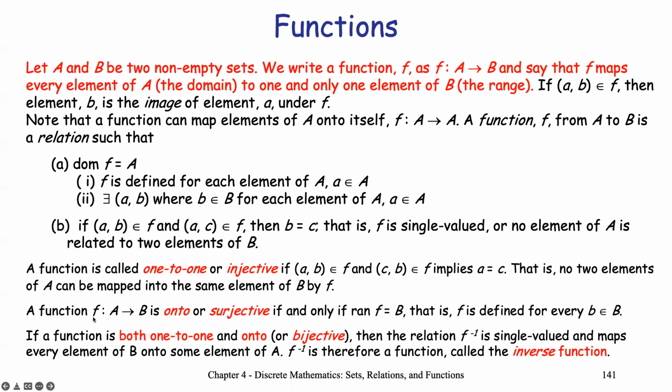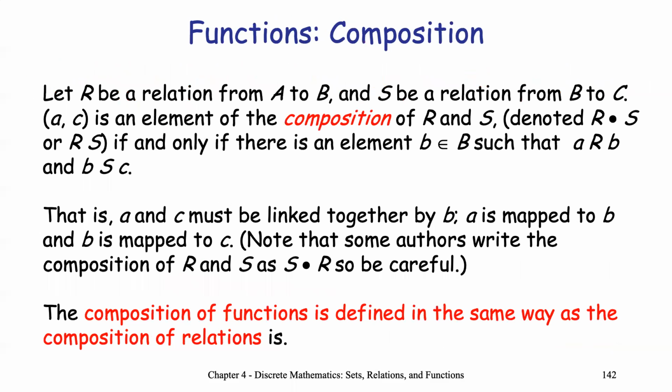We can have a function that is surjective, or onto, if and only if for f equals b, that is, f is defined for every b, which is an element of capital B. We can have a function that is both one-to-one and onto, a term for that is bijective. Then we have something that we're defining here as an inverse relationship. So A goes to B, and therefore B goes back to A. So there's a dual relationship between the input and the output.